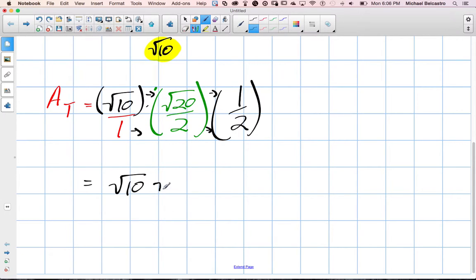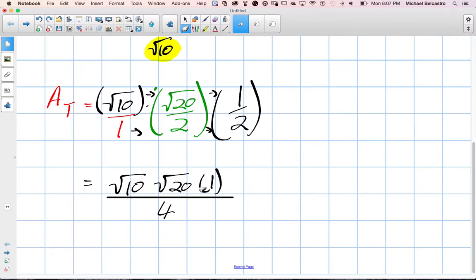So we have root 10 times root 20 times 1, which is fine. We can write it in, but it's not going to make any difference for us. On the bottom, we're going to have 1 times 2 times 2. So 2 times 2 is 4, so we're just going to have 4 on the bottom. I'll talk about how we could have got the 4 really quickly before, but anyways.